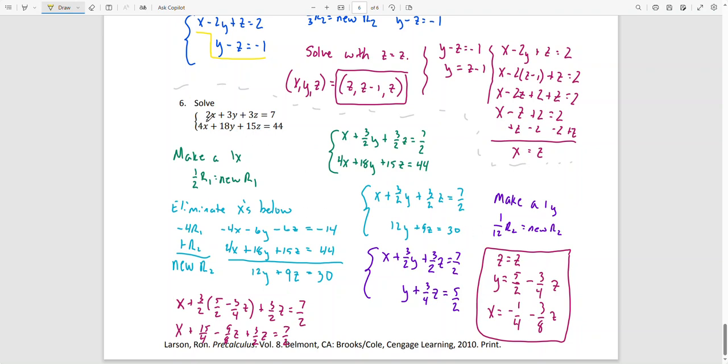Finally, we need a step to make a 1x up in that top left-hand side. So how do I do that? I divide by 2. Divide every single term in this equation by 2. We'll have x plus 3 halves y plus 3 halves z equals 7 halves.